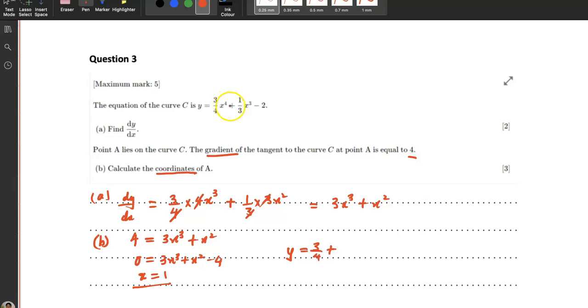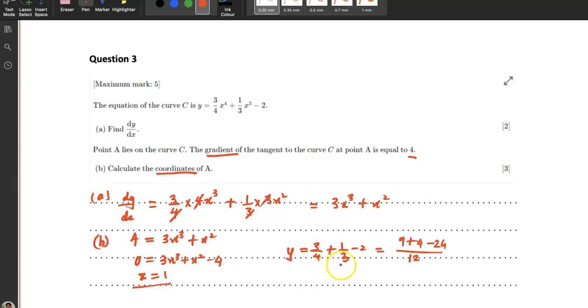Because this is 1/4 is 1, plus 1/3 minus 2. Correct? Take the LCM. 4 3s are 12, 3 3s are 9, plus 4 minus... How did you get 24? LCM. Achha, use your calculator basically. I took LCM. You can use your calculator.